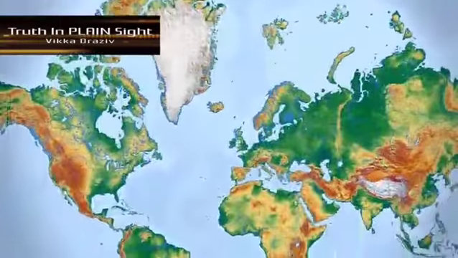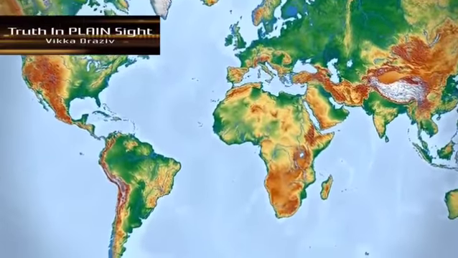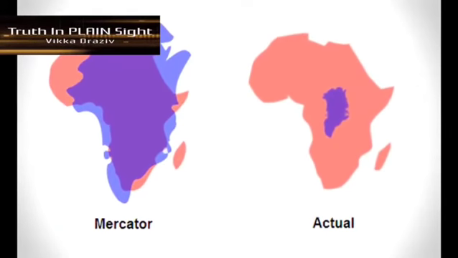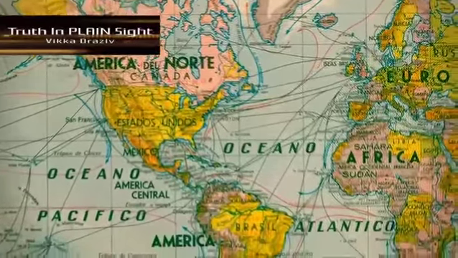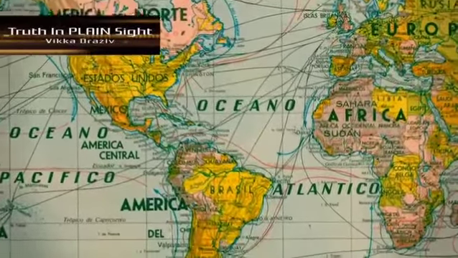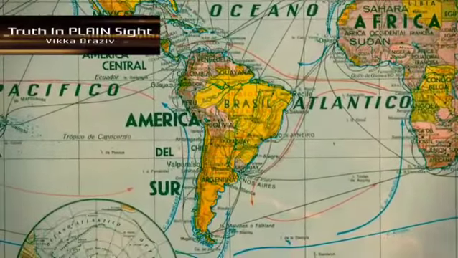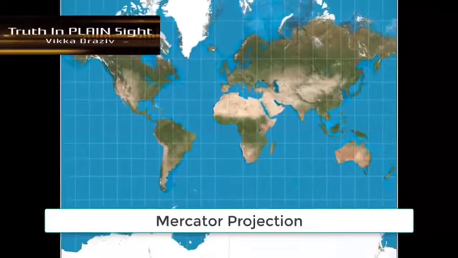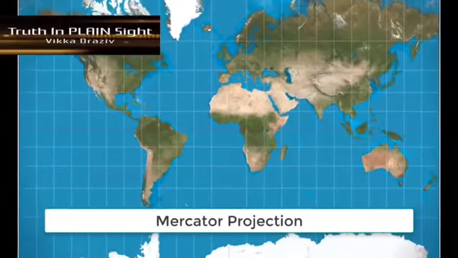Greenland is 2 million square kilometers, the size of Africa, 30 million square kilometers, that is, it is 14 times larger. Alaska appears almost the same size as Brazil, when the area of Brazil is almost 5 times larger than Alaska. The Mercator projection is widely used in navigation, but analysts mention that it is not adequate to represent our world completely due to the distortion of the different areas.